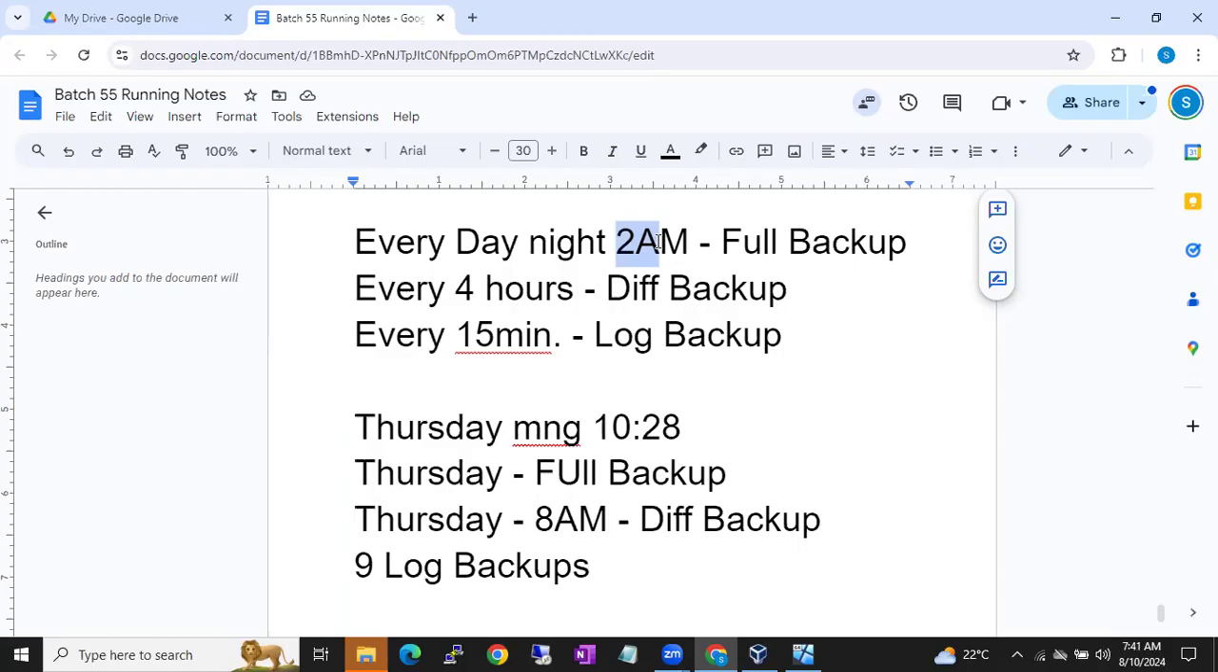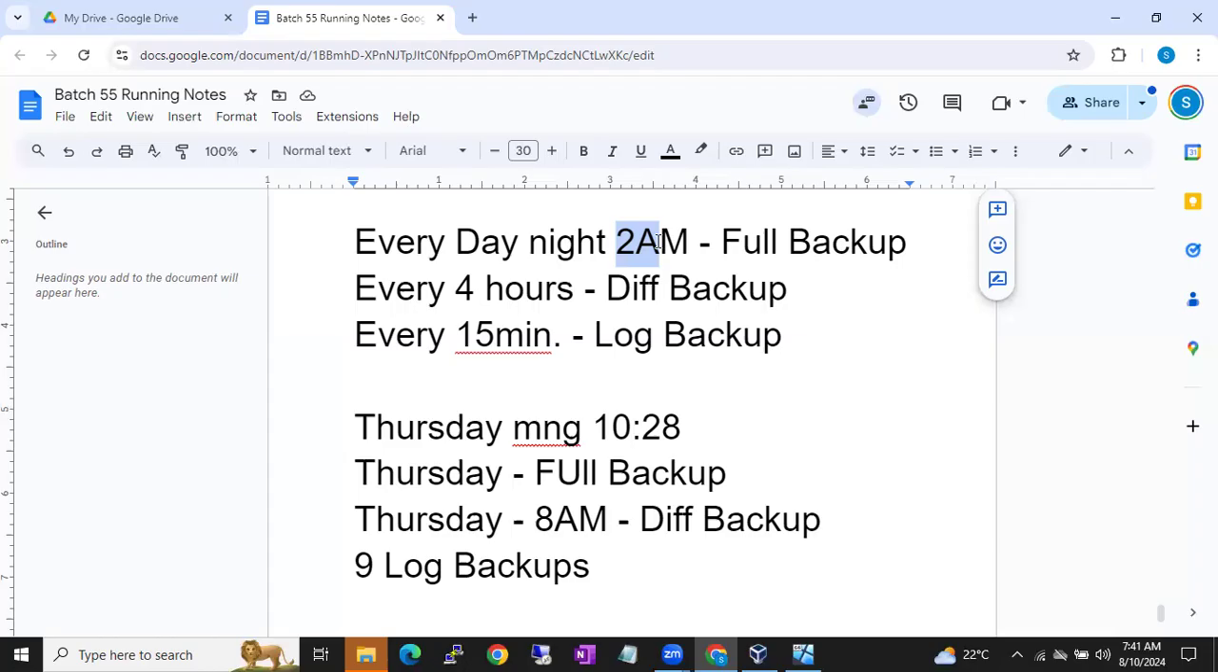When I use the word "every", it means night 12 o'clock, and that is a landmark. Then there is a 4 hour gap for differential backups: 4 o'clock, 8 o'clock, 12 o'clock, and so on. Even if it started at 2 o'clock, it doesn't matter. We continue taking the differential from 4 a.m. till 8. Okay, now I got it.